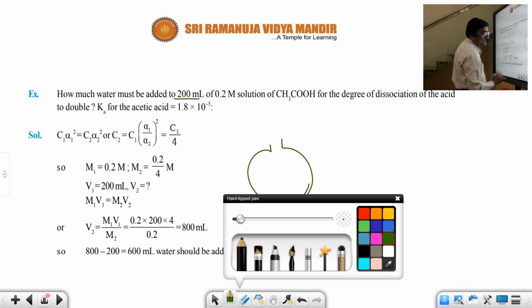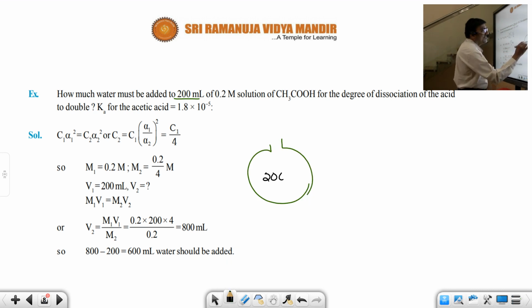200 ml water you have taken. Well, 200 ml of 0.2 molar solution of acetic acid, for the degree of dissociation of acid to double. Ka for the acetic acid is 1.8 into 10 power minus 5. Well, before dilution, after dilution. So here, when you dilute, its Ka value changes because acid becomes weak.